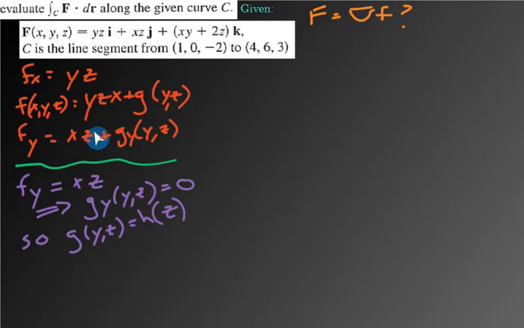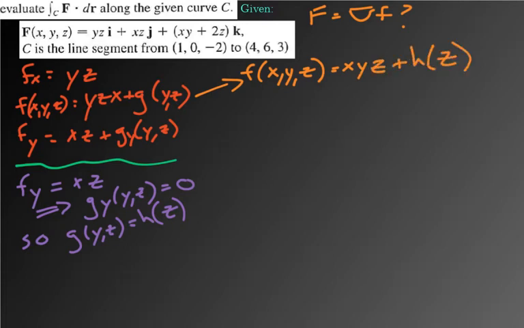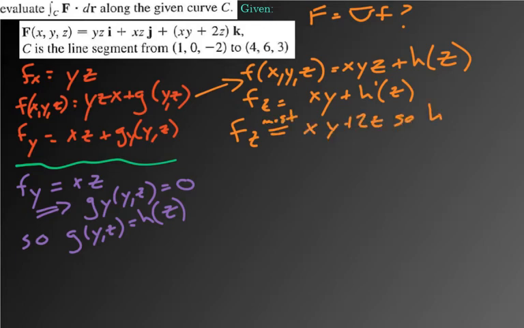So now I'm going to go back up here and amend what I had there. Now f of xyz is equal to xyz plus h of z. And then we're going to take the derivative with respect to z. F with respect to z is going to be just xy plus h prime of z. And we know f with respect to z must equal xy plus 2z. So h prime of z is equal to 2z.